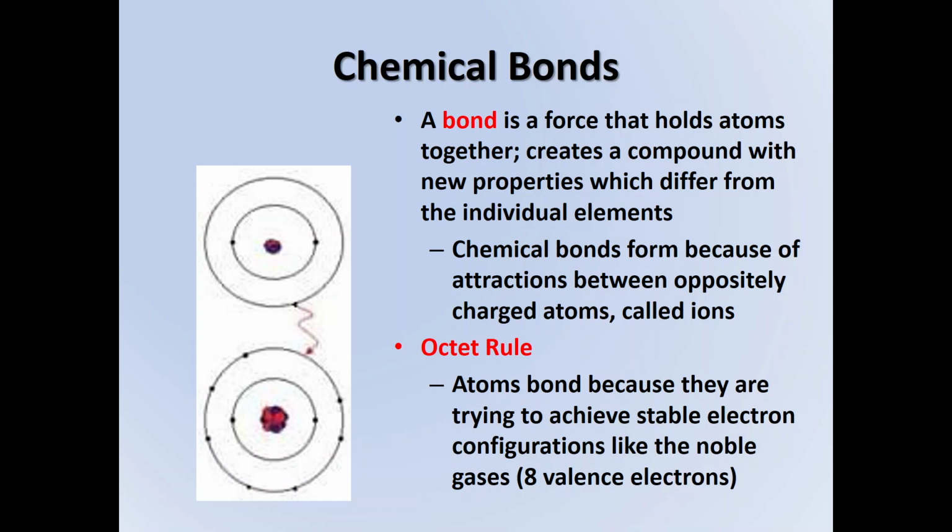So we have the octet rule that we'll need to learn. Atoms bond because they're trying to achieve a stable electron configuration, like the noble gases. All atoms except for hydrogen and helium want 8 valence electrons. Hydrogen and helium are full when they get 2 because their innermost energy level can only hold 2 electrons.